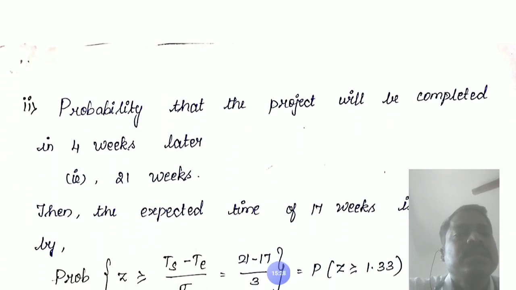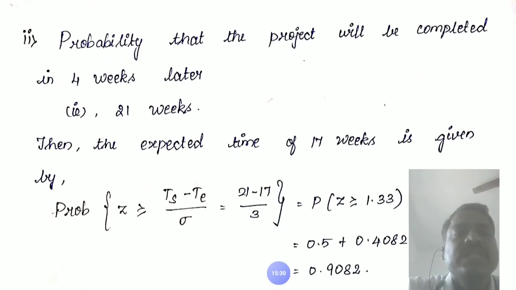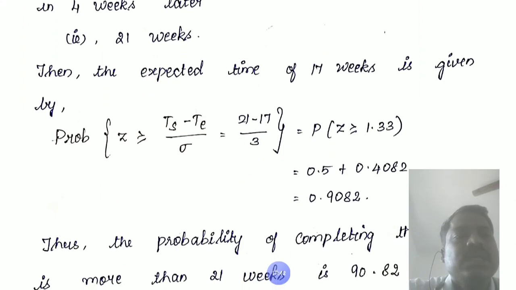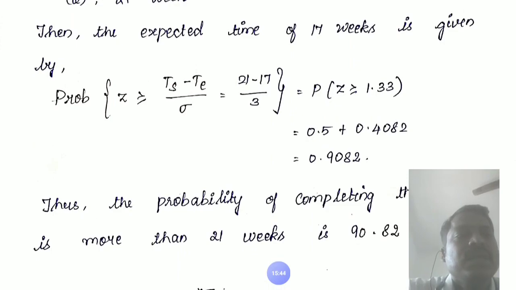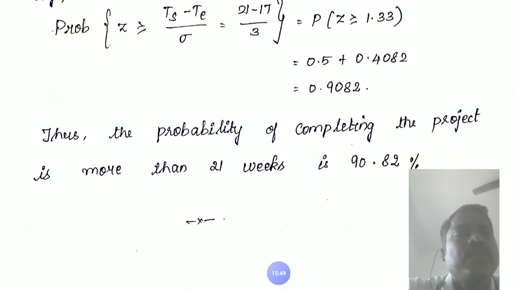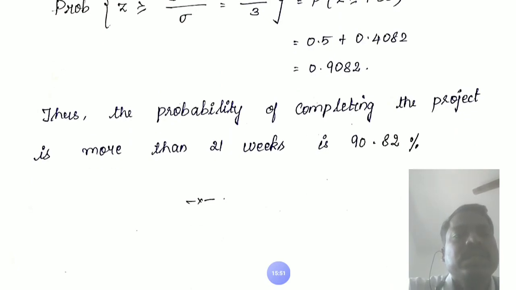Next, the probability that the project will be completed 4 weeks later, that is 21 weeks. The expected time is 17 weeks, and 4 weeks later gives 21. The probability of Z greater than or equal to TS minus TE divided by sigma is 0.9082. Thus, the probability of completing the project in more than 21 weeks is 90.82%. That's all. Thank you.